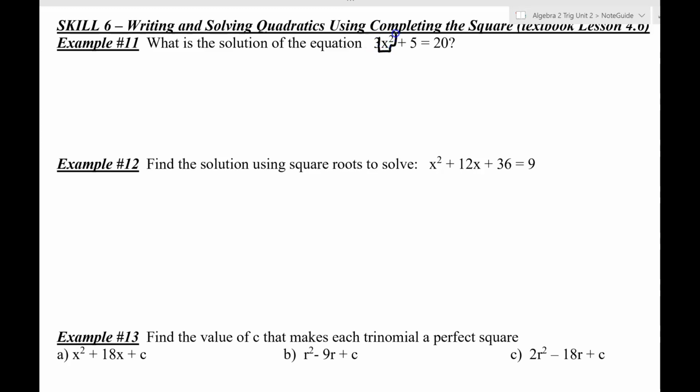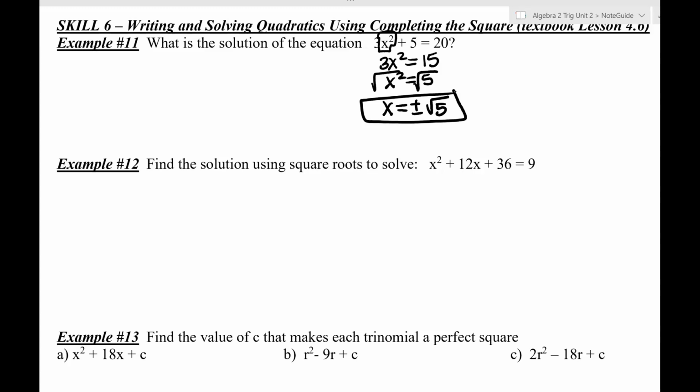Notice in example 11, the entire square here, 3x squared, x is only contained as part of that square, which means it'd be a good place to use square roots. So I'm going to subtract 5 from both sides, then divide by 3, and I'm going to square root both sides. So if I want to solve by using square roots, I need to have that perfect square.